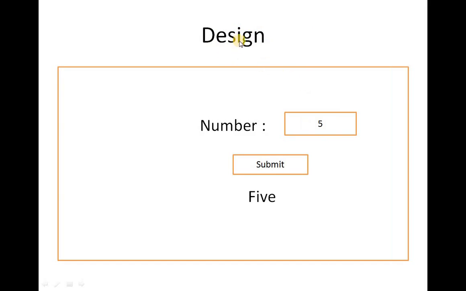So let us look at the design. So this is how it looks. We'll have a number here, and here the user will enter a number between 0 and 9. So now the user has entered 5, and there will be a submit button here. Whenever the submit button is pressed, if 5 is entered here, then we should get a display here as FIVE. Suppose if the user enters 7 here, then we should get an output as SEVEN here. So that is our problem.